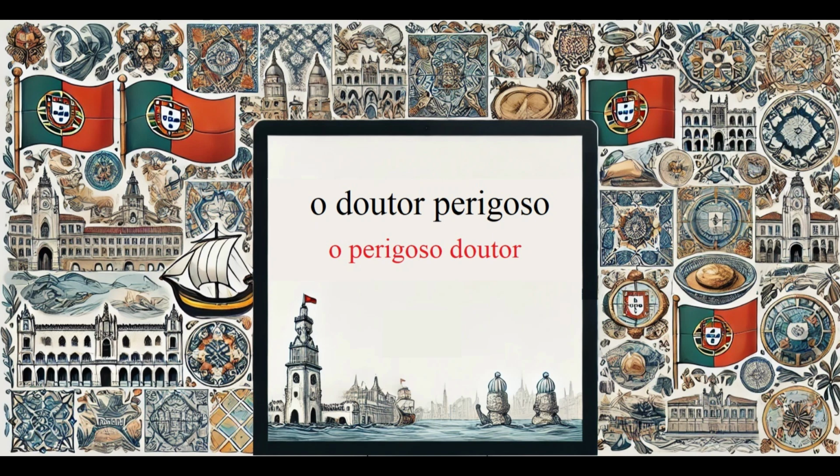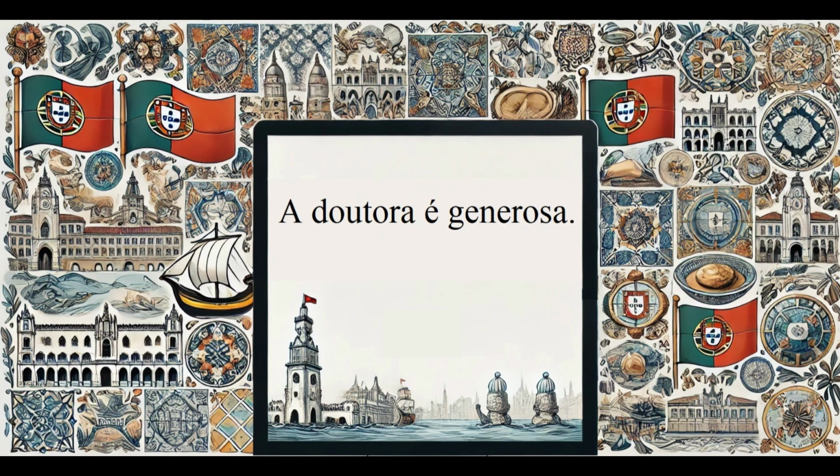And here's something important. Just like in our last lesson, we have to make sure the endings match up with the gender of the noun. So if we're talking about a female doctor, which has a separate feminine form, how would we say the doctor is generous? Think about it. A doutora é generosa.